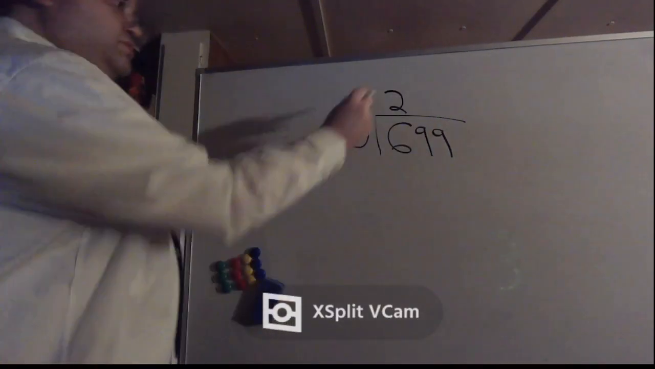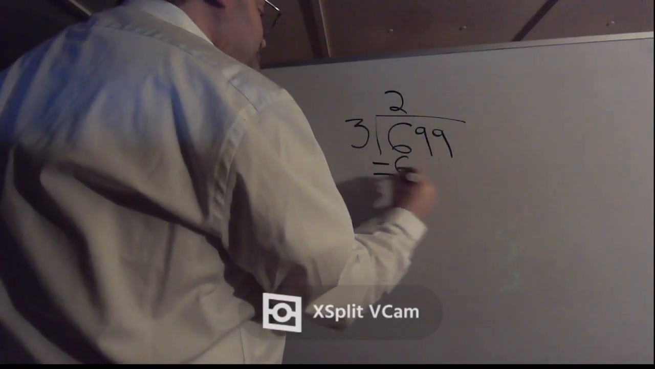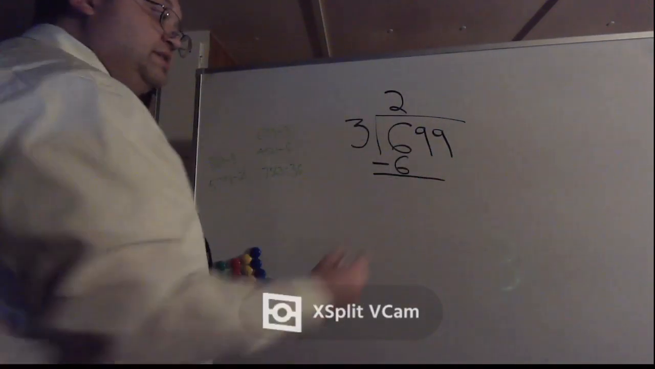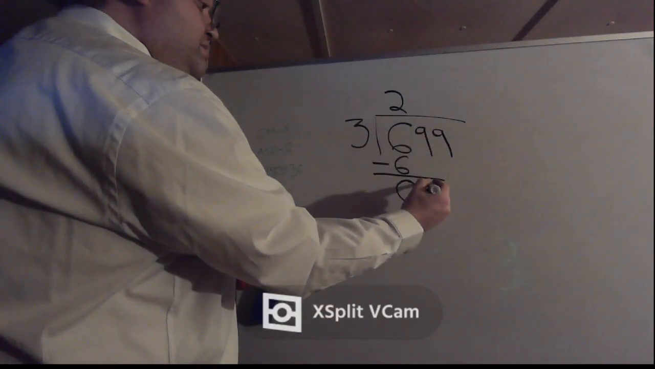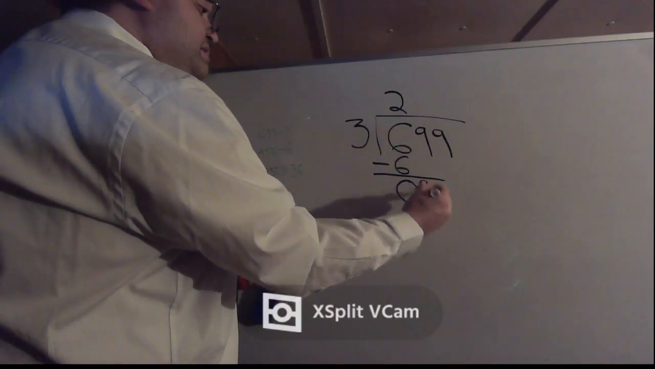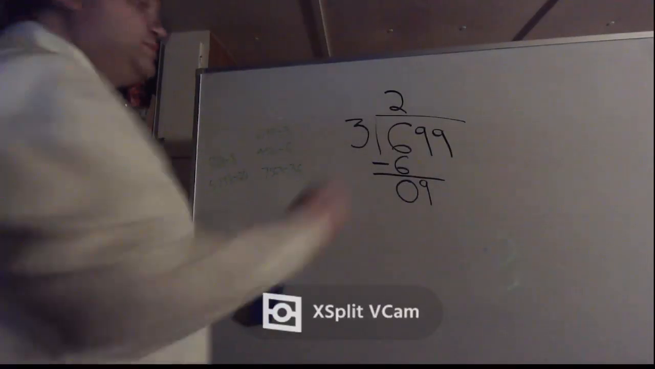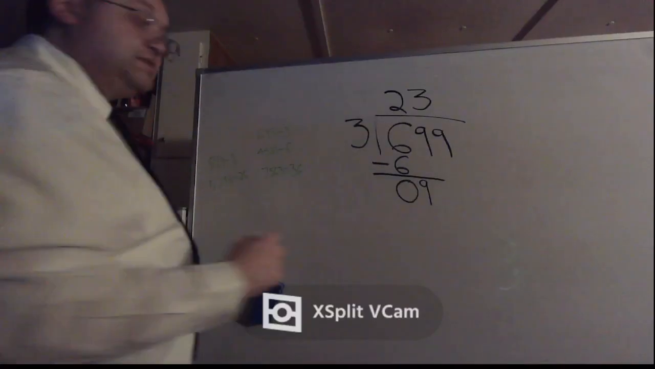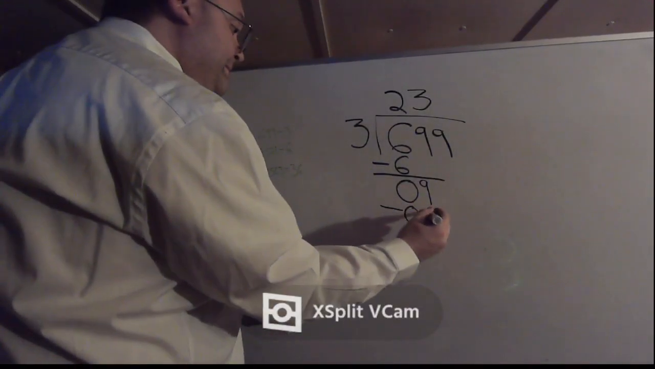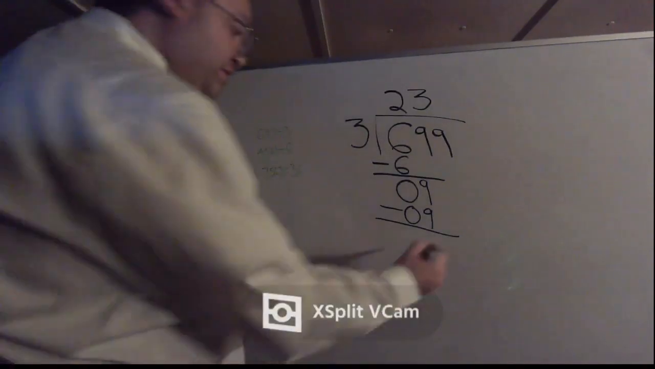Alright, so we have 2 times 3 is 6. We'll have 6 minus 6 here, which is 0. Bring down your 9 from the dividend. So 3 goes into 9 how many times? 3 times. So then 3 times 3 is 9. Okay, 9 minus 9 is 0.